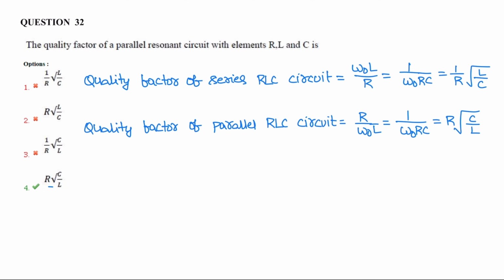Question number 32. The quality factor of parallel resonant circuit. So we know that the quality factor of series RLC circuit is omega naught L by R, that is 1 by omega naught RC, equal to 1 by R square root of L by C. Similarly, the quality factor for parallel RLC circuit is R by omega naught L, 1 by omega naught RC, R into square root of C by L. Therefore, the correct option is R into square root of C by L. The quality factor for parallel resonant circuit is R into square root of C by L. Correct option is 4.